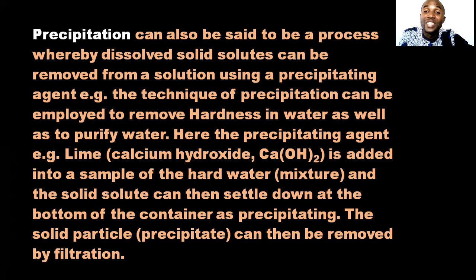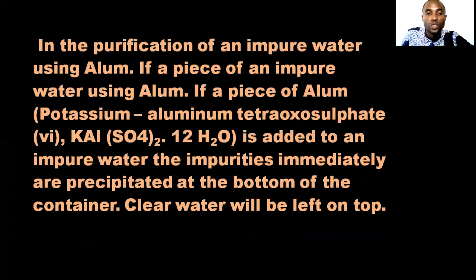Some of the precipitating agents, of course, even in a local way, we use alum. When you add alum to dirty water, it coagulates and precipitates, and the particles will settle down, and the clear water will be up. So adding a precipitating agent to such a miscible liquid will help to precipitate the particular substance you want. All right, in the purification of impure water using alum, of course, I talked about it.